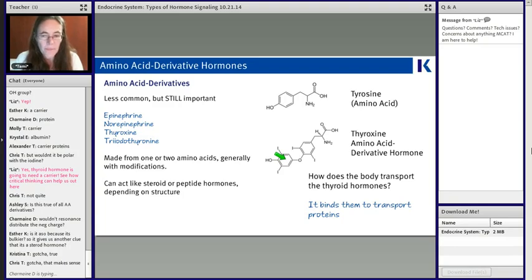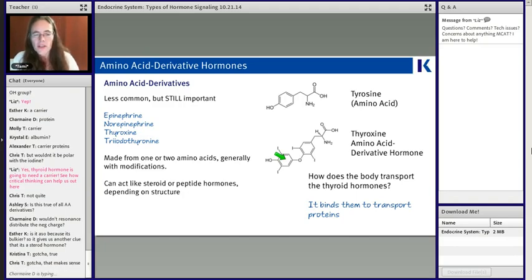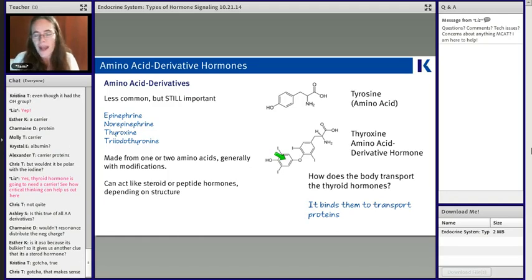And Esther, it's true, it's big, it's bulky. Not all amino acids are this big and bulky. So you guys have got some great points here and some great questions that we're being asked about. All right. So this one, if I look at this, looks more like a steroid. I need some sort of carrier protein.